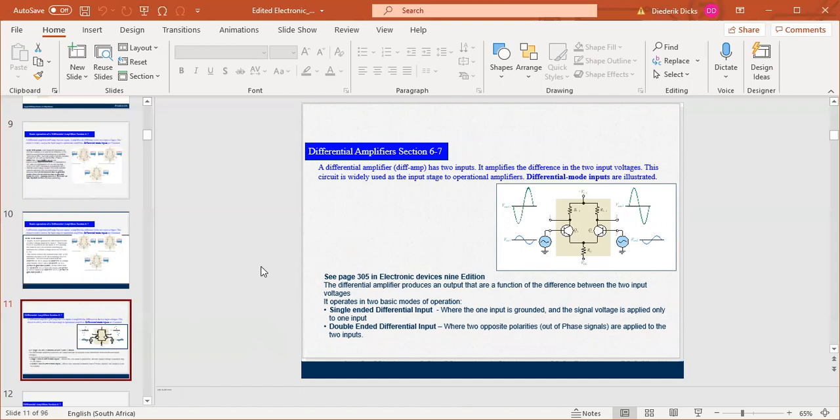You can now apply the basic knowledge that I just taught you to work out how the op-amp in slide 11 operates.